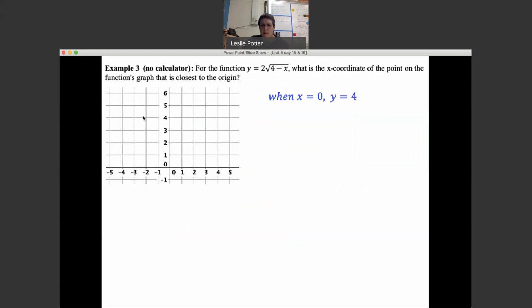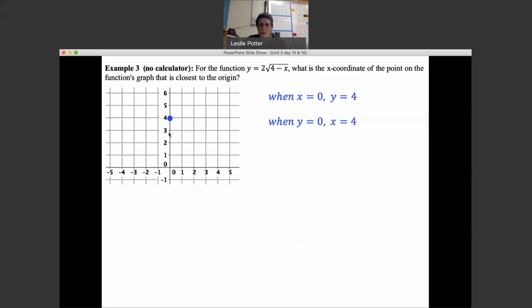So I'm setting up kind of a general sketch. This is a no calculator. So I know this is a sideways parabola. So let's just start graphing a few points that are convenient. So when x is equal to 0, 0 in here, square root of 4 is 2, 2 times 2 is 4. So I know I have that point. When y is equal to 0, that means 0 out here. That means we have 4 minus the square root of x equals 0. And so we have x equals 4.